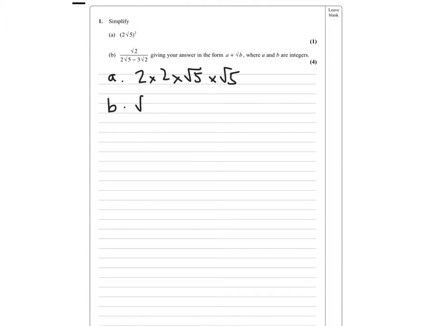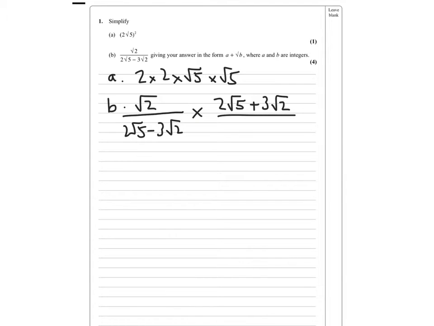The second one, we've got root 2 over 2 root 5 minus 3 root 2. We've got to rationalise the denominator, so you multiply by a special 1, or Jose Mourinho, as I like to call him. Right, although he's not so special since he got binned off by Chelsea, but there you go.